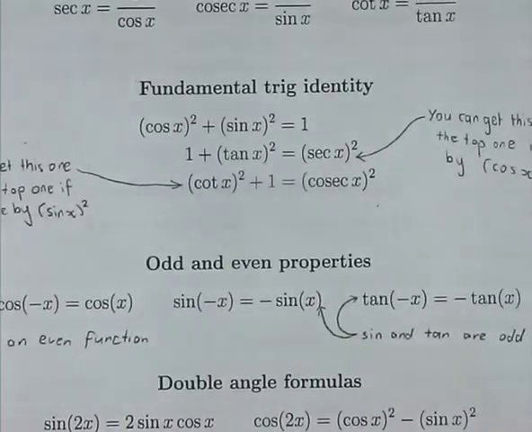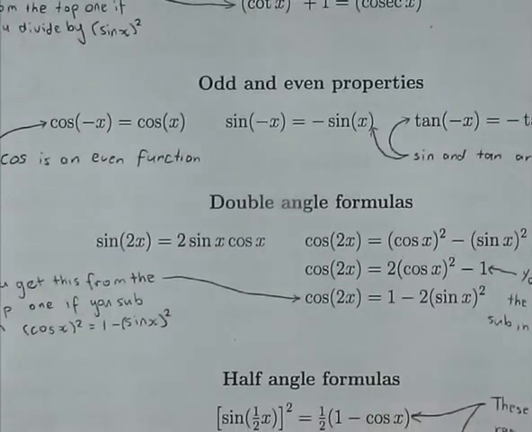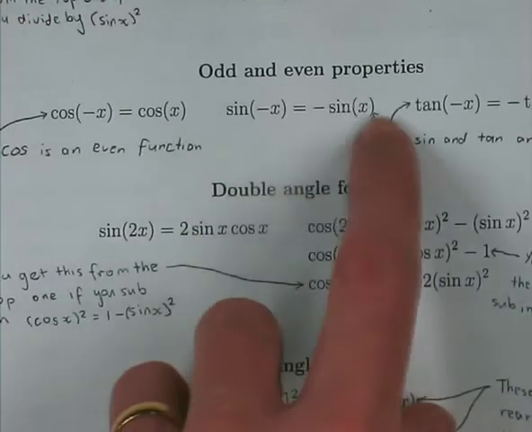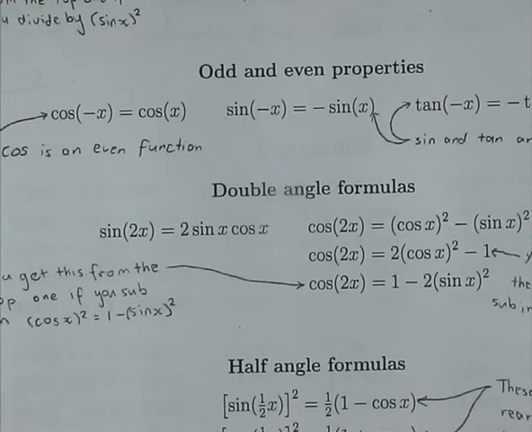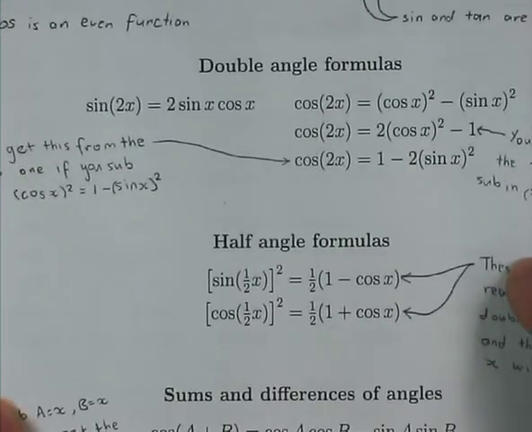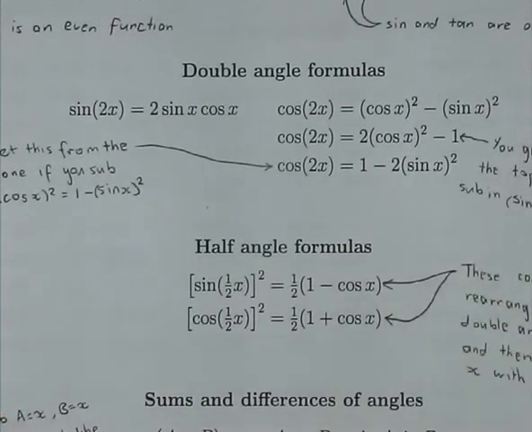So, this is what I call the odd and even properties. Cos of minus x is the same as cos of x, no matter what x is. But sine, the minus will come out, and tan, the minus will come out. And that's called being an odd function and an even function. You may not have learned that in Maths 1M, but it will come back later if you do Maths 1A. And then there's the double angle formulas, which are quite important.